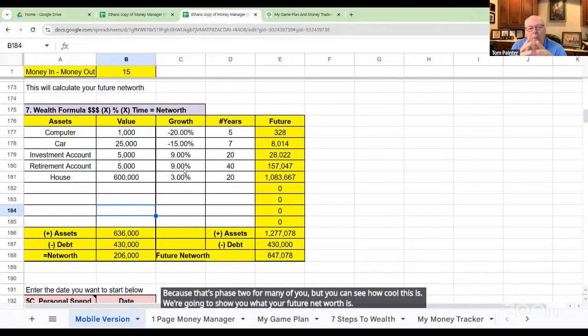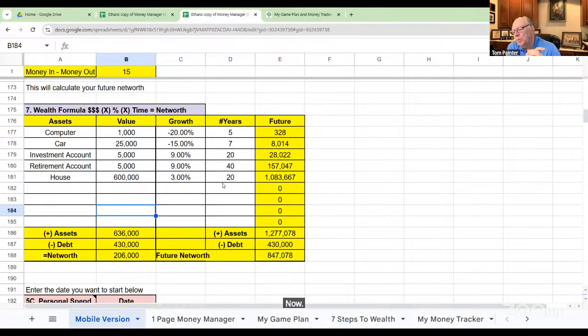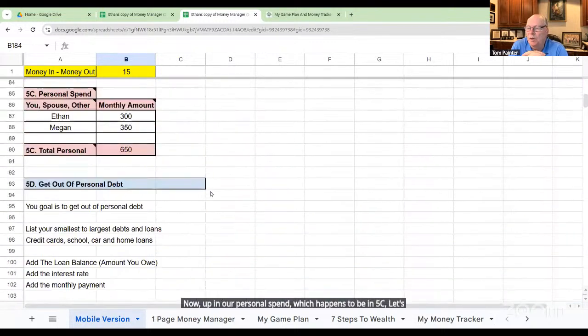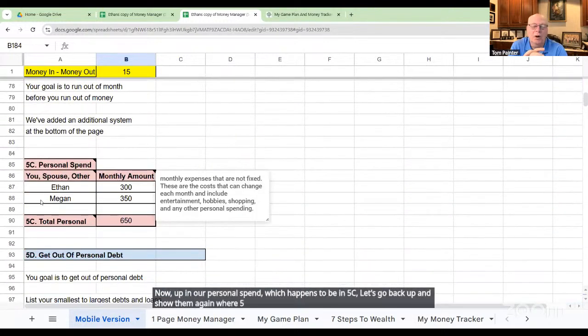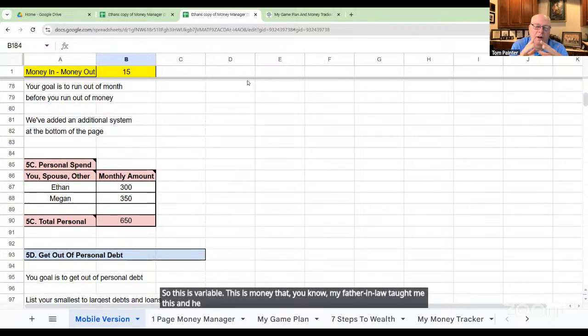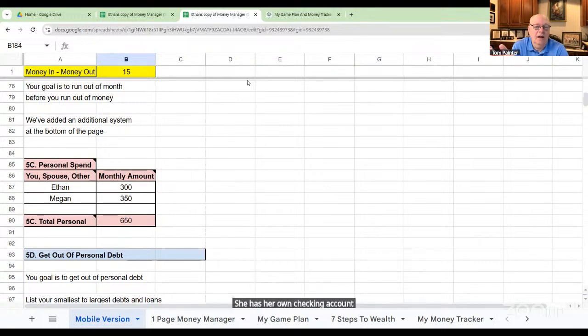Now, up in our personal spend, which happens to be in 5C, let's go back up and show them again where 5C was at. This is your personal money. So this is variable. My father-in-law taught me this, and he says every month my wife and I sit down. This is how much money we have coming in. She has her own checking account. I have a separate checking account, and we move money to her and we move money to me.